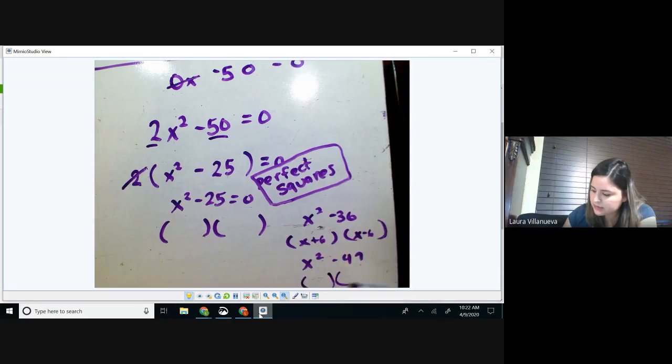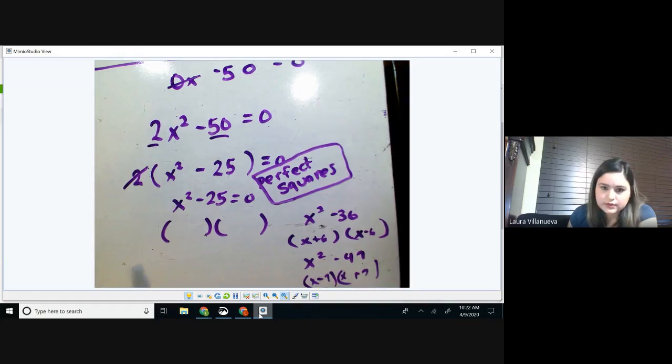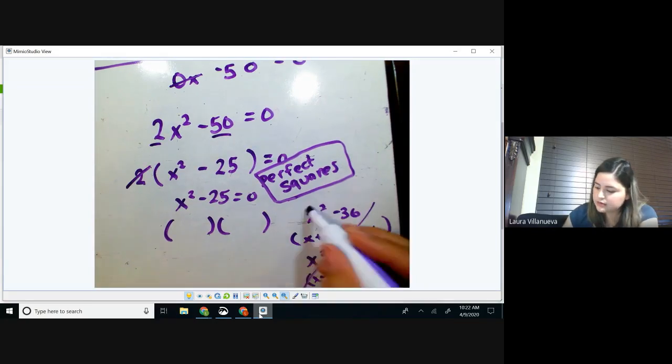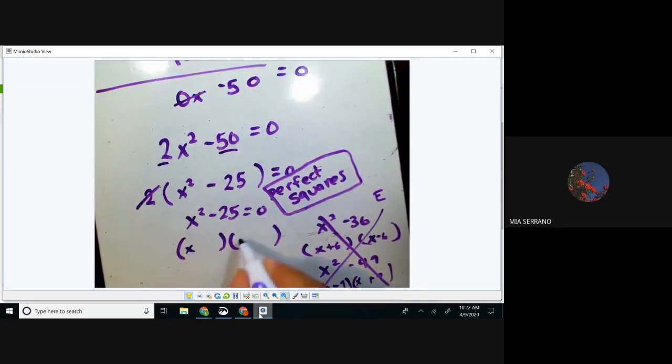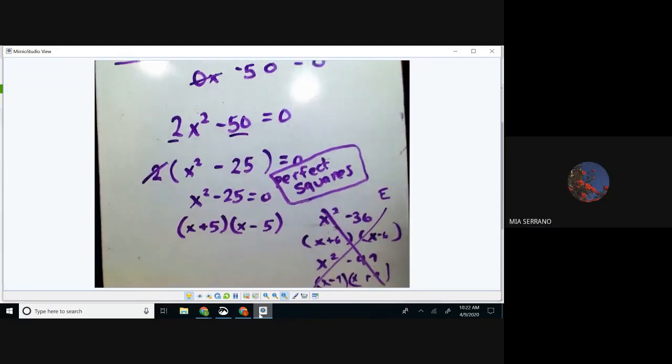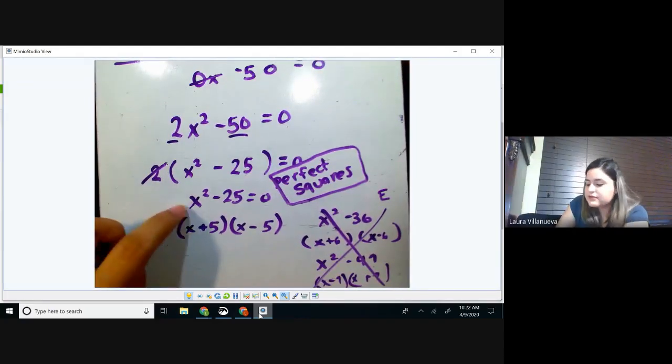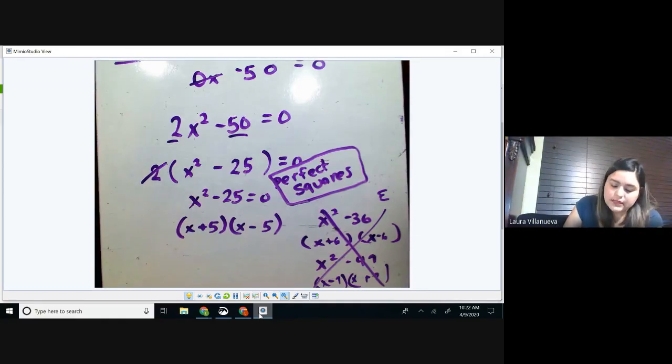Y aquí va a ser plus 7, minus 7. So aquí, esos son los ejemplos. ¿Qué va a ser aquí? Dale. Guys, se deben de acordar, esto automáticamente te da esto. Ya deben de acordarse de eso, ya lo hicimos muchas veces.